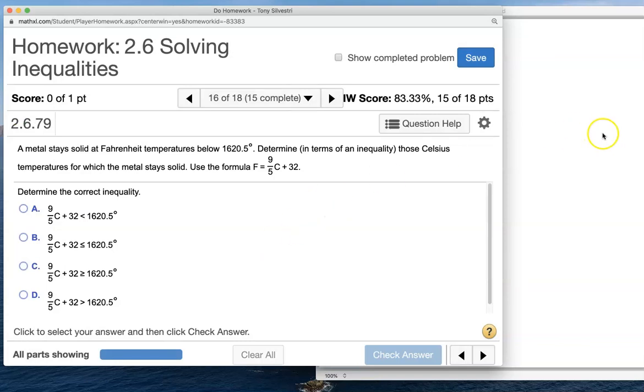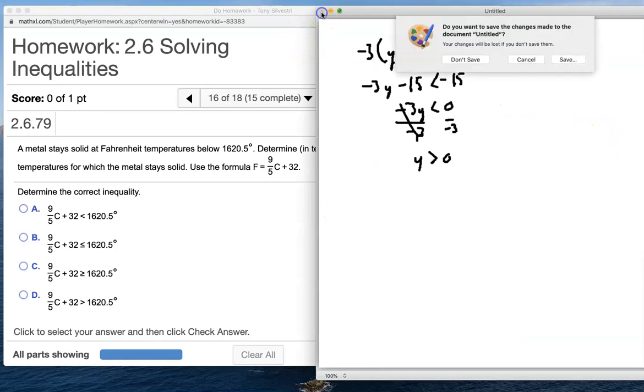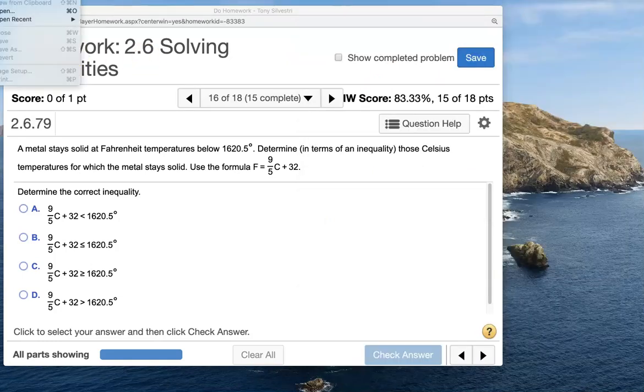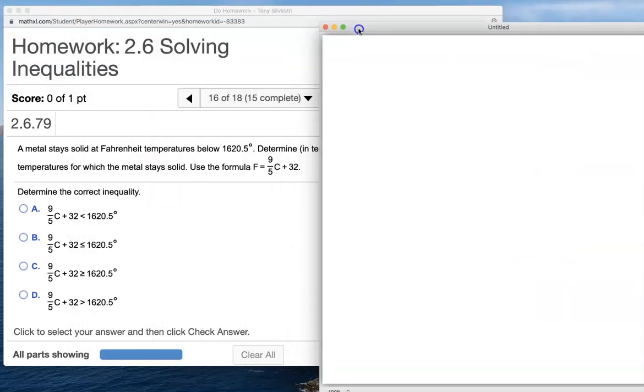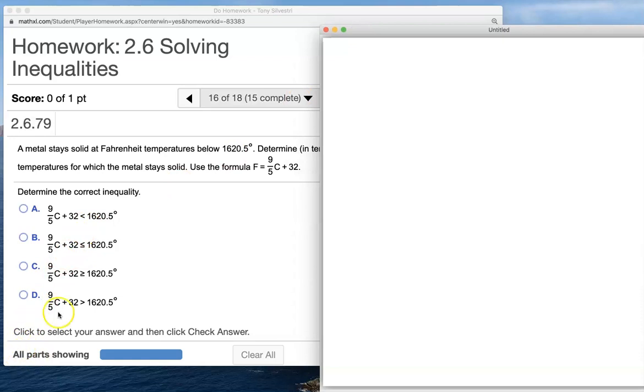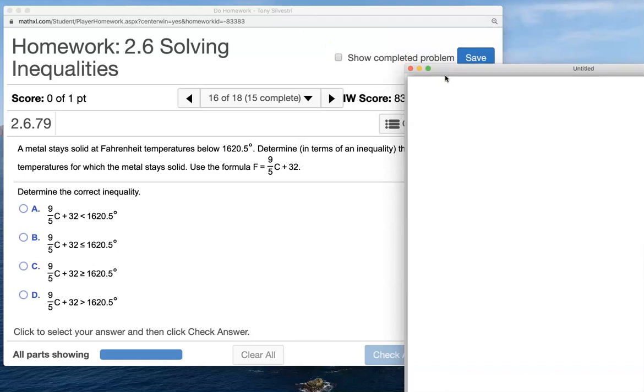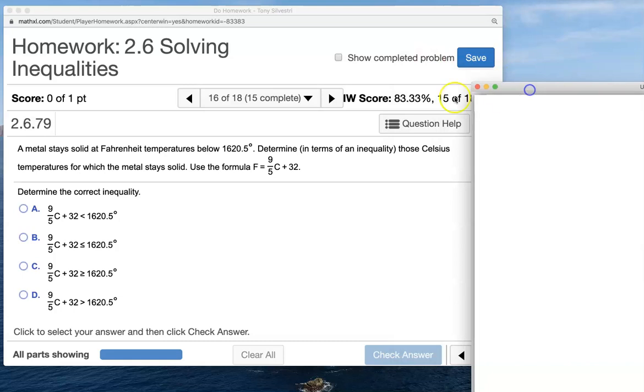Okay, 3 more, and it looks like we have a word problem. So I'm going to start out nice and fresh. File, new. Okay. Let's get this over here. A metal stays solid at Fahrenheit temperatures below 1620.5 degrees. Determine, in terms of an inequality, which is what we have here, those Celsius temperatures for which the metal stays solid.